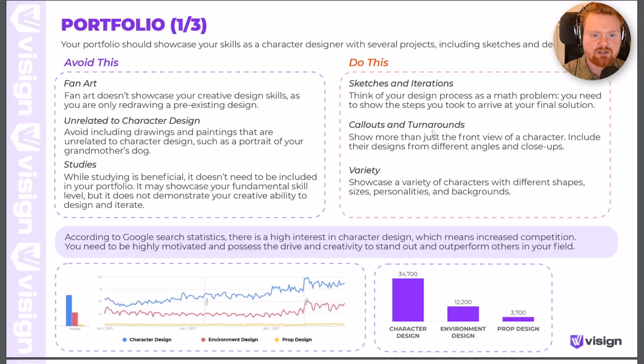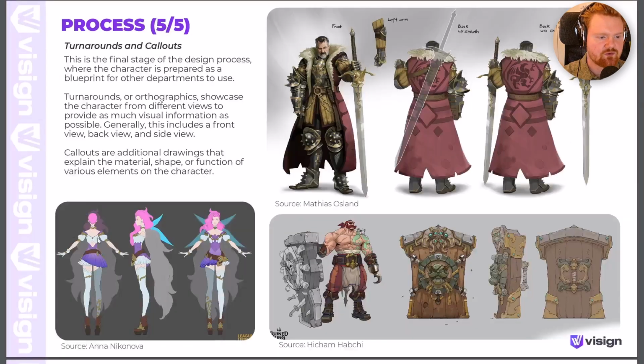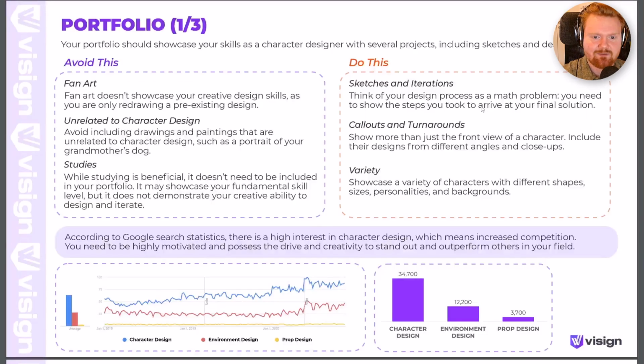Then you have callouts and turnarounds, just like I talked about in the process. Show more than just the front view of a character. You can include their designs from different angles and close-ups. And you don't necessarily have to do a strict orthographic view like you're seeing here. You can do something more general like this here if you want to, okay? And that could be nice because it can showcase how you deal with designing a character from the back, because a lot of people don't actually do that. You might be surprised. And then you have variety. Showcase a variety of characters with different shapes, sizes, personalities, and backgrounds.